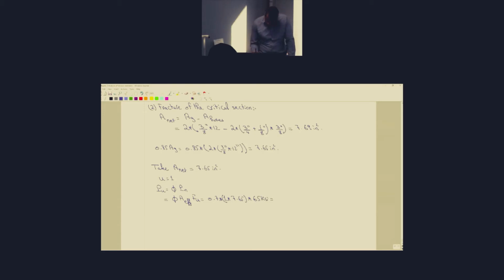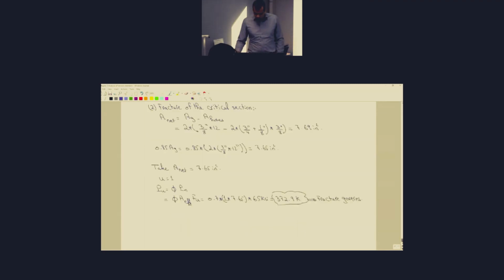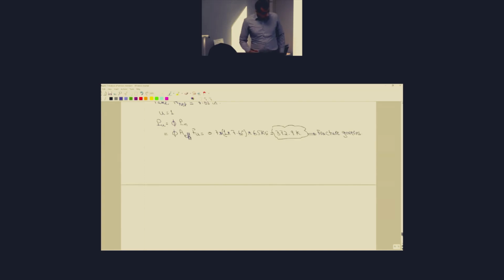So the total strength of the two plates is 372.9 kips. So which one applies here? For yielding it was 405. For fracture it's 372. So fracture governs. Any question? Any questions so far? Okay, great.